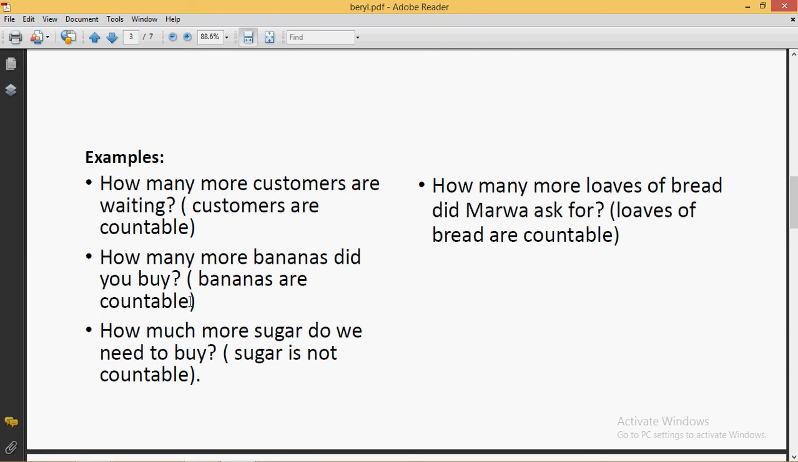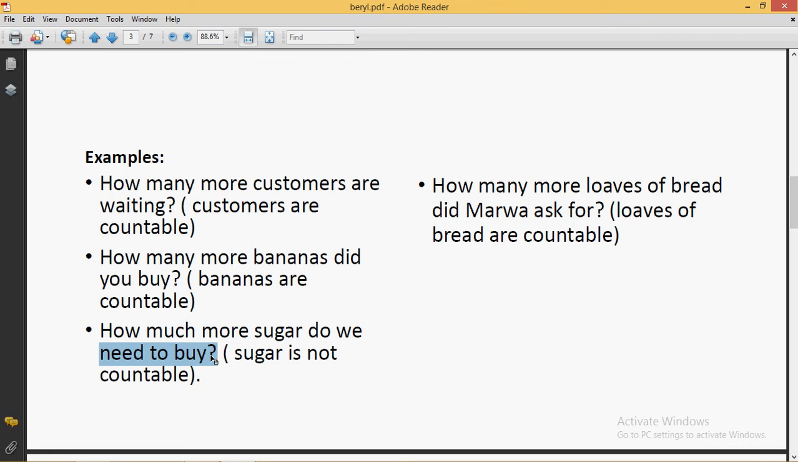How much more sugar do we need to buy? Much sugar, that one means the sugar is not countable. Not countable means it is uncountable. You cannot count the sugar, but you can count the kilo of sugar. You can say 3 kilo of sugar, 10 kilo of sugar. But if you have been given that 1 kilo of sugar to count, you can't count all of it.